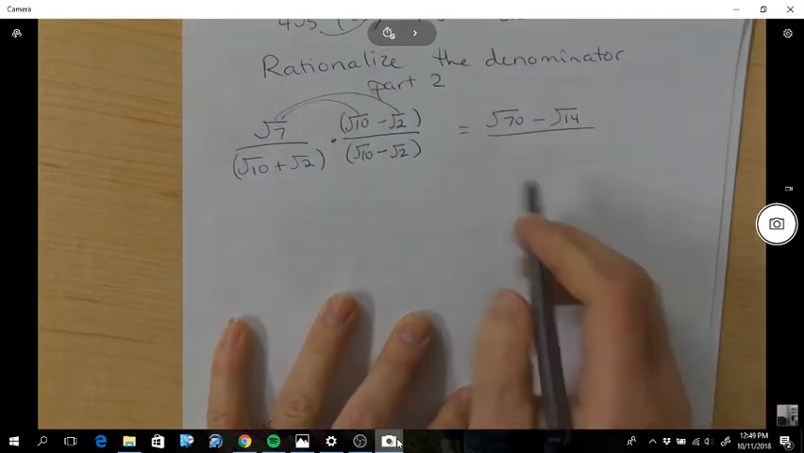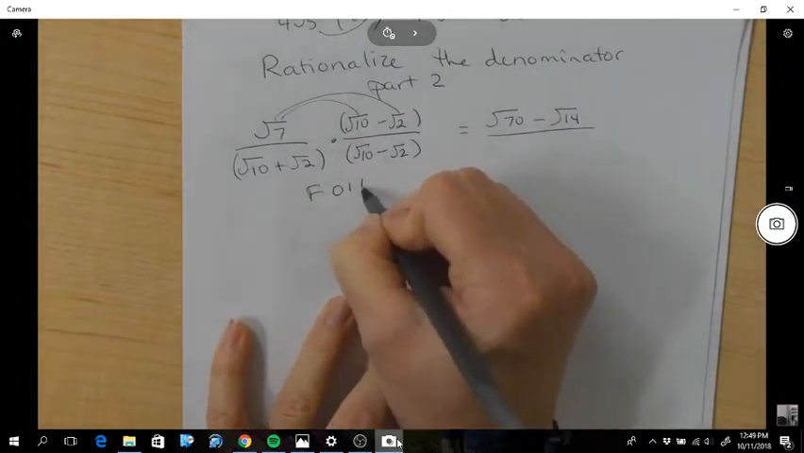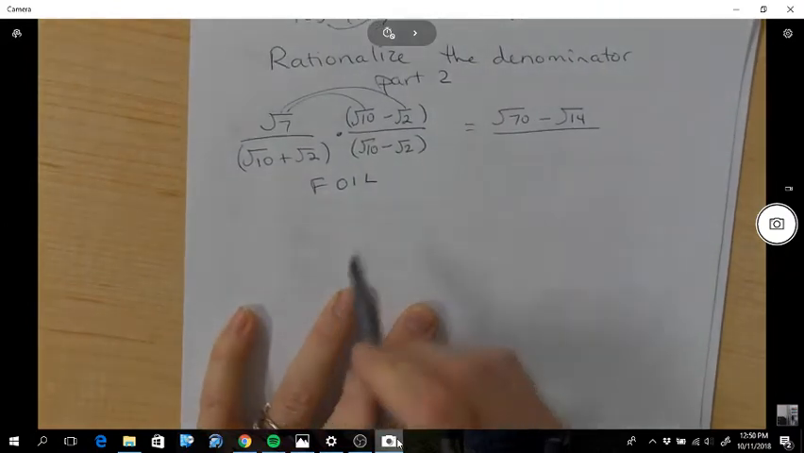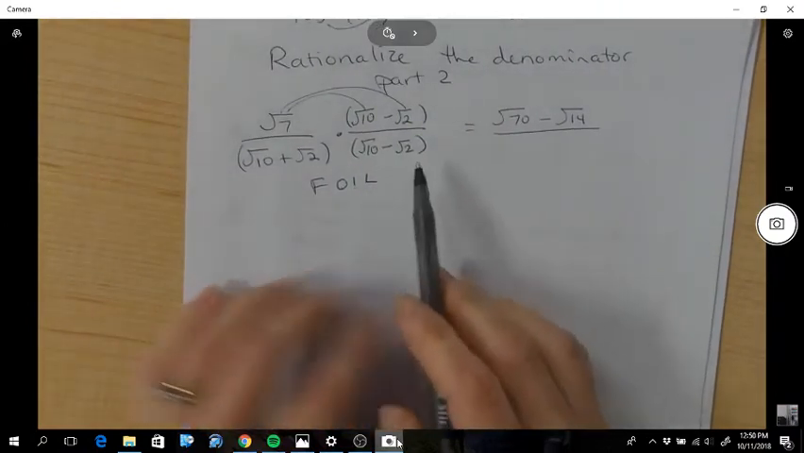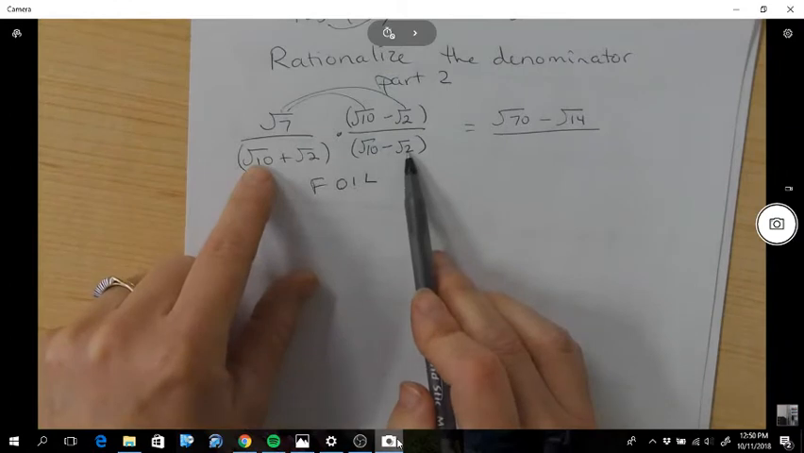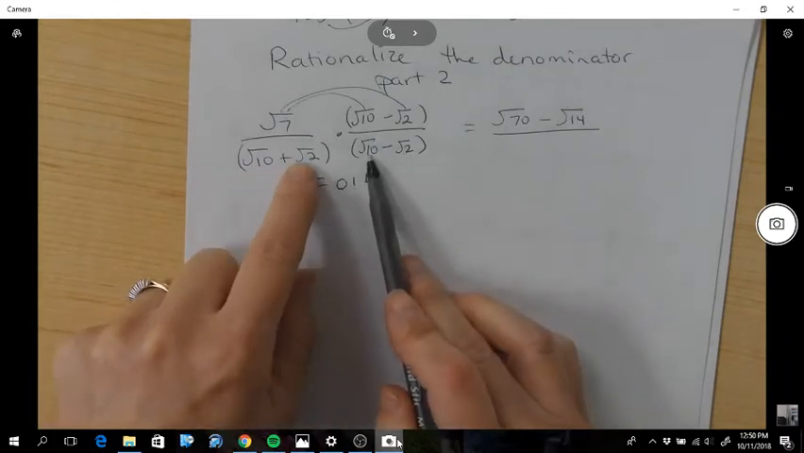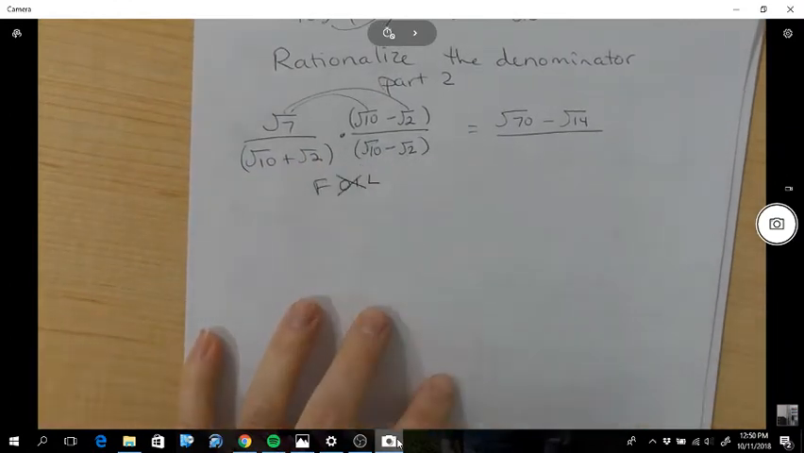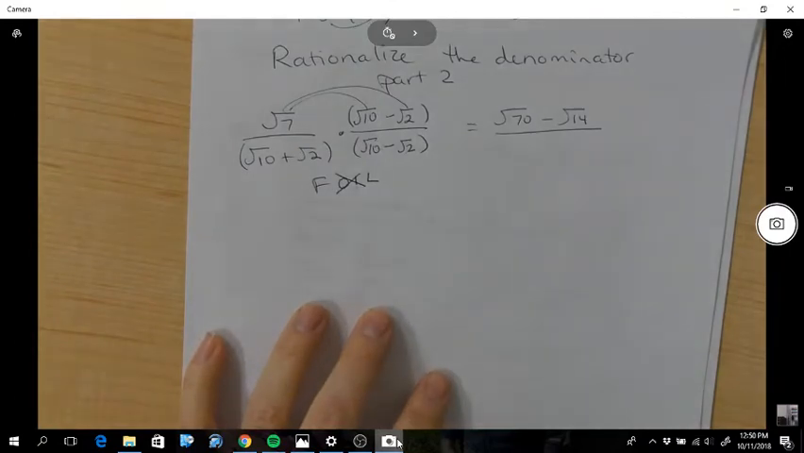What's special about the conjugate? If we remember, the O and the I will always cancel. So as you can see, the outsides is negative root 20, positive root 20. So when we do the conjugates, we actually just do the flow.